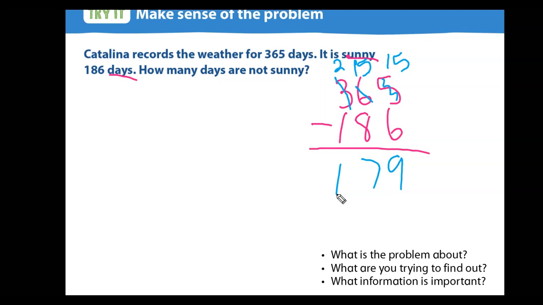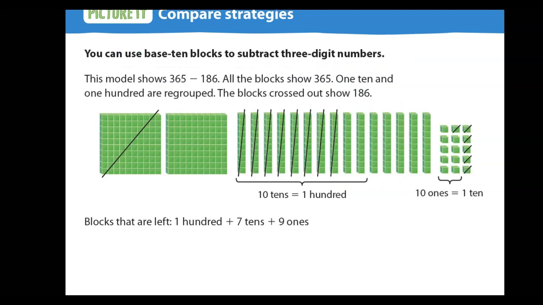179. Okay. You could also use the strategy we learned, base 10 blocks, of course. We could use that. So if you go on to page 54 in your book, here's another strategy. They wrote base 10 blocks, right? It says you could use base 10 blocks to subtract 3-digit numbers. So the model shows 365 minus 186.